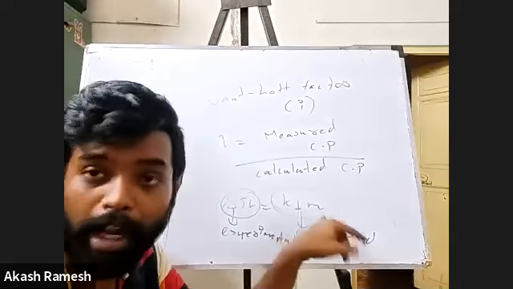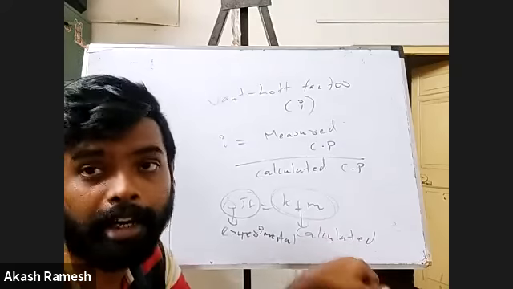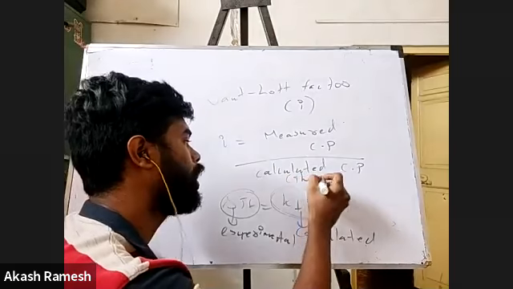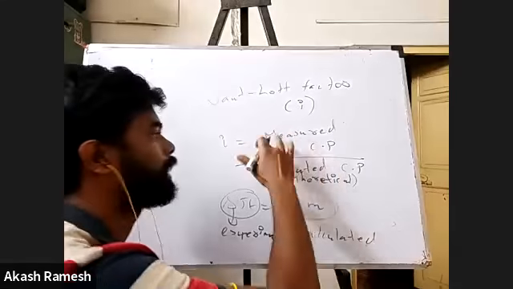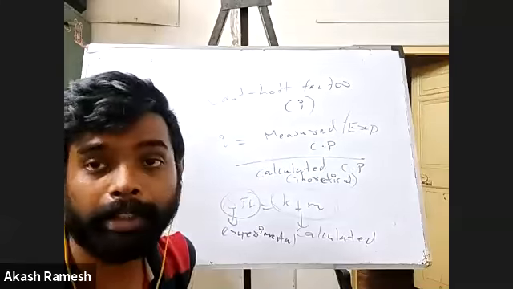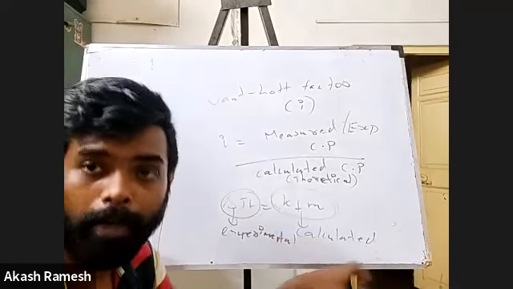Obviously, if you know the KF and if you know the molality, you will be able to calculate what is the delta TF. That is theoretical, calculated. Right? You can say calculated or theoretical. And that is measured, or I can write it as experimental colligative property that I'll be able to measure. Right? So this is experimental. KF into M will be calculated.